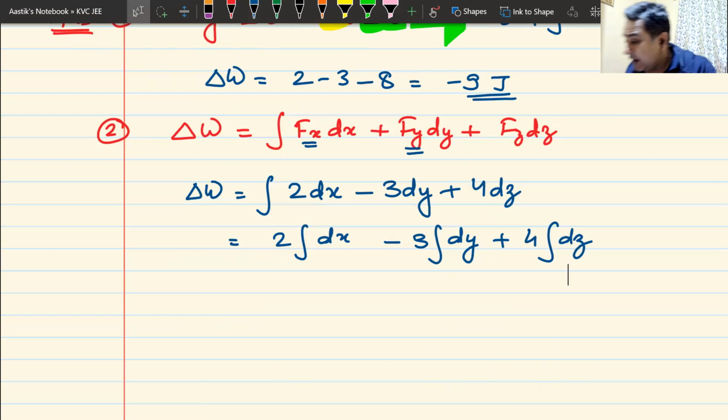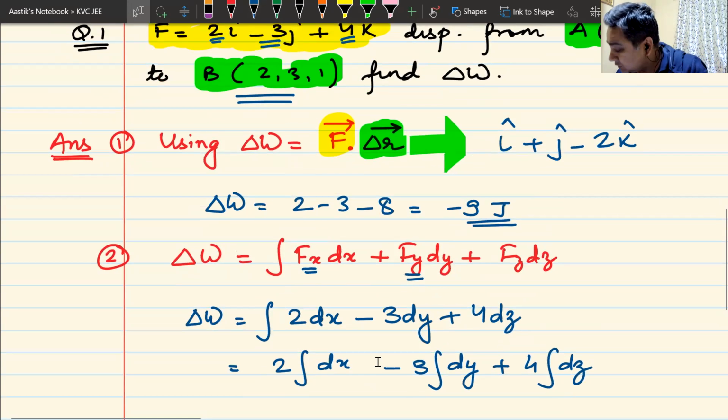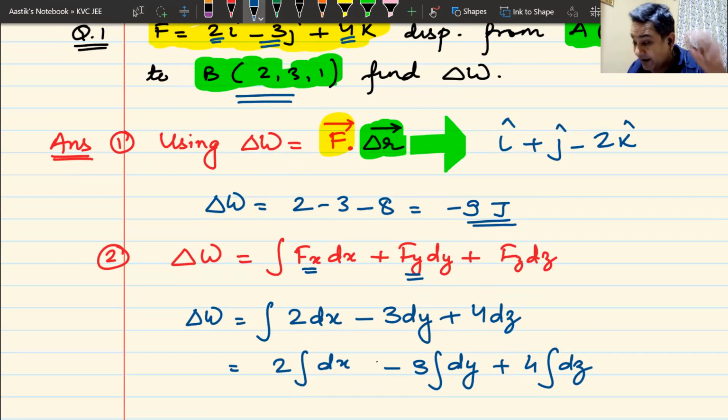What next? I have to put the limits of x, from where to where x is varying. Everyone knows that. The initial position is 1 and the final position is 2. For y, initial position is 3. Oh, I'm writing it ulta. Mistake. For x, the initial position is 1 and final position is 2. For y, initial position is 2, final position is 3. So I put initial and final limit, lower limit, upper limit. For z, initial position is 3 and final position is 1.